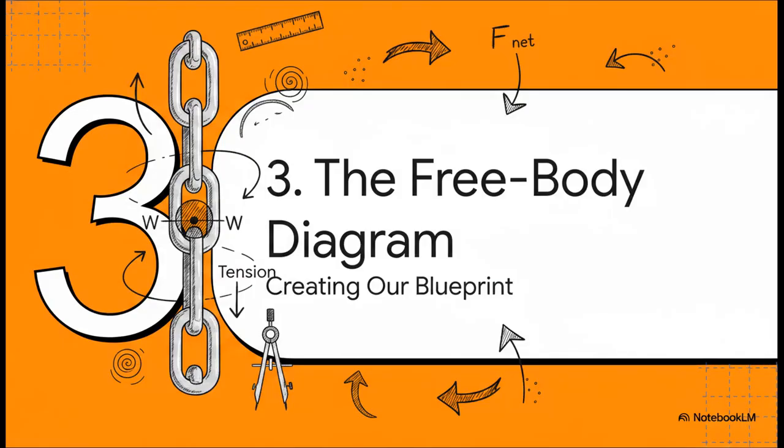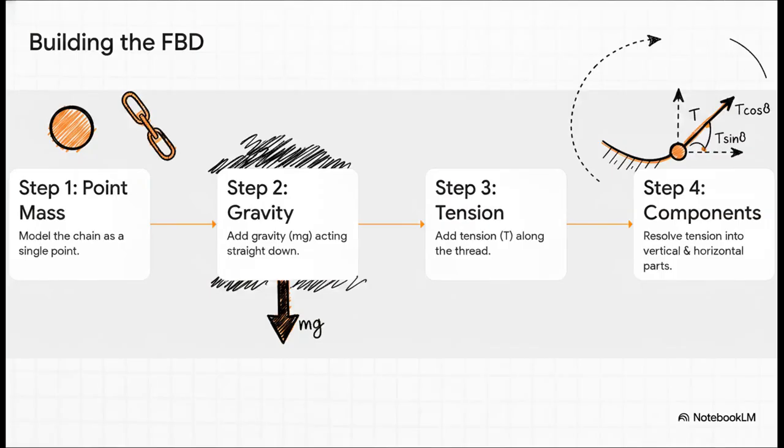All right, time for what I think is the most powerful step in all of physics, the free body diagram. This is our visual blueprint. If we can draw this picture correctly, the problem pretty much solves itself. The rest is just algebra. So let's build this together step by step.